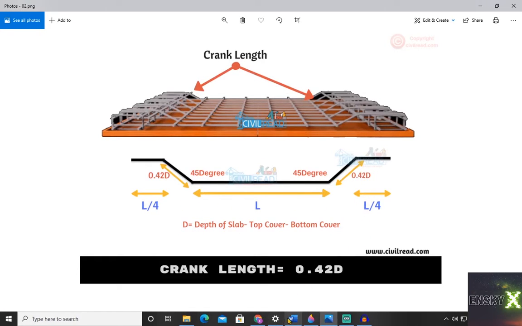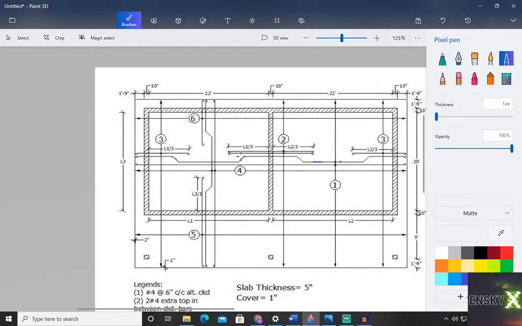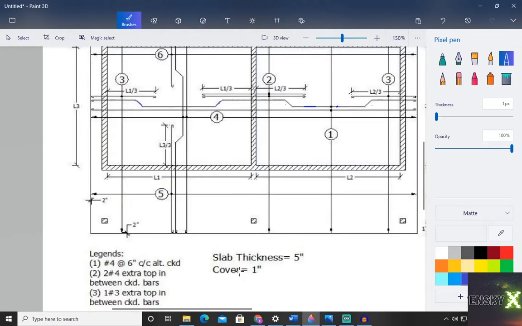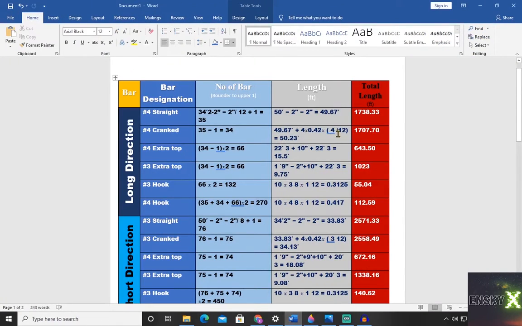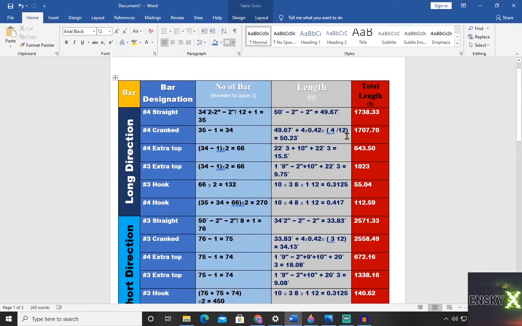So what is the d? D is actually, you can see that there is 4 divided by 12. So what is the 4? The 4 is not the crank bar number, it is actually the slab thickness, and then we will minus it by the cover. In every design you will be given the slab thickness, then you will be given the cover, so you have to subtract the cover from the slab thickness, then you can find out the number t. Then we divide it by 12. The 12 is actually converting inch to feet. That's simple. Don't get confused about this 12. This is in inch, so when divided by 12, it will convert into feet. So now we are going to get 50.23 feet. Now we will multiply it by 34, then we get the total length.